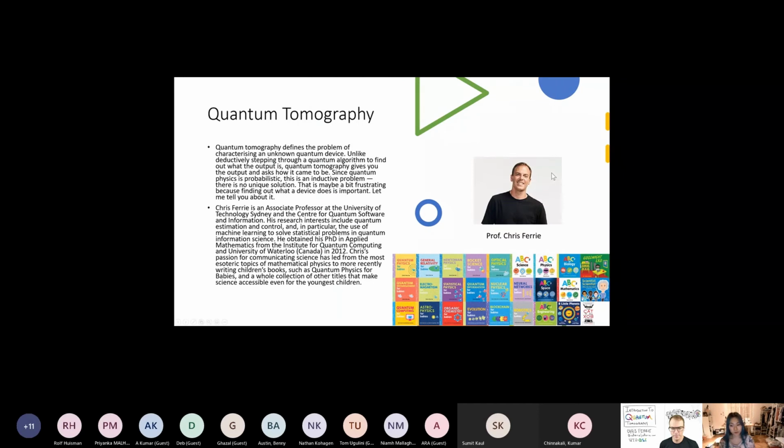Chris is a well-known author, and he is a professor at the University of Technology Sydney, and he's also part of the Centre for Quantum Software and Information there. Chris will be teaching us something about the internal workings of quantum computers. If you get a quantum device, how do you prove that it is actually a quantum device? It's a unique and mind-boggling problem that he will shine some light on today.